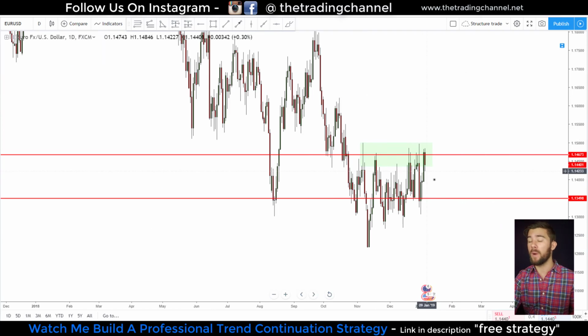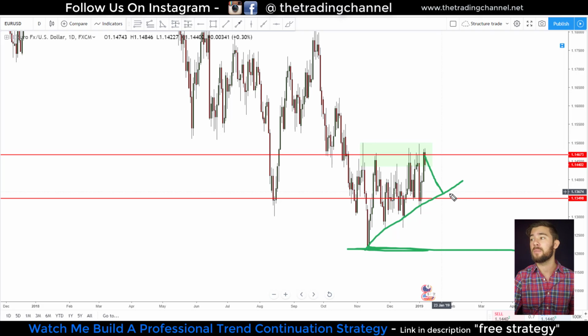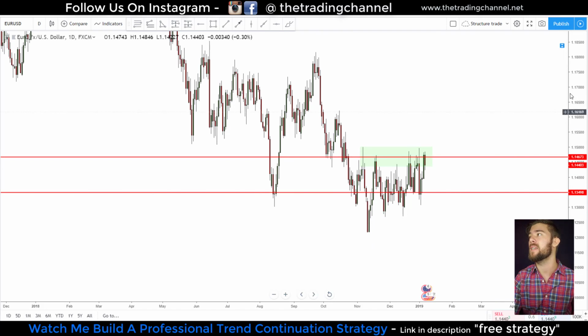So personally, what we're waiting on here is a move down from this area, this green box that we're in. We're expecting that move down to at least hit the trend line of this ascending wedge we're seeing off of this support level, and possibly make it all the way down to around 1.12. That's what we're expecting out of the euro dollar. We'll now move on to our next pair.